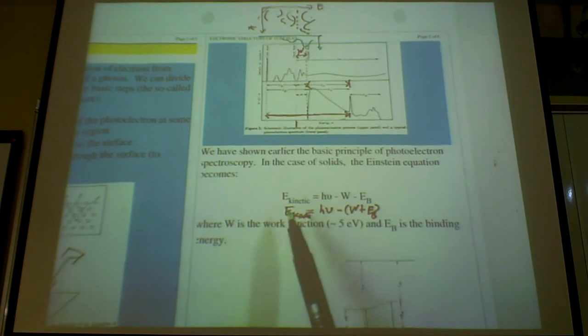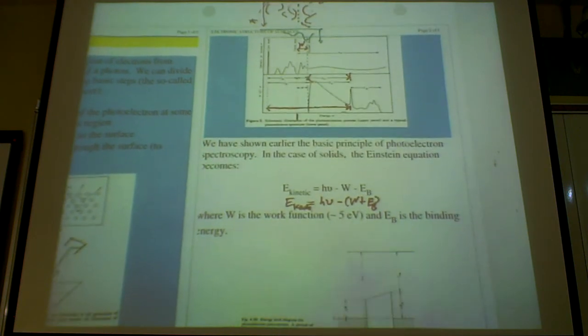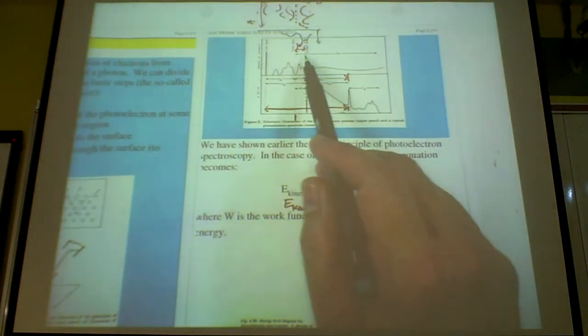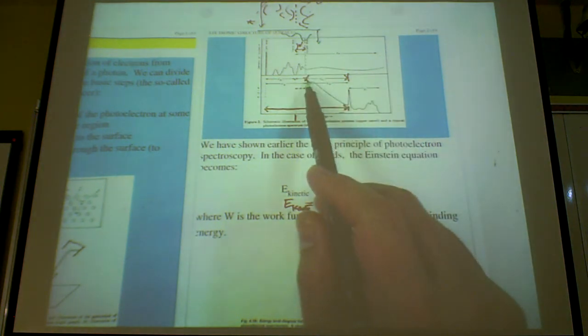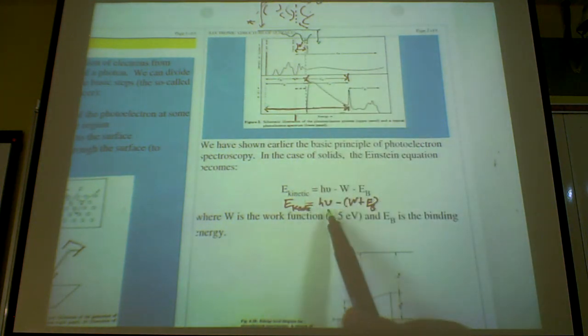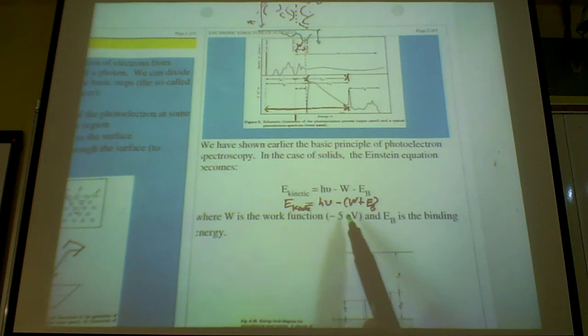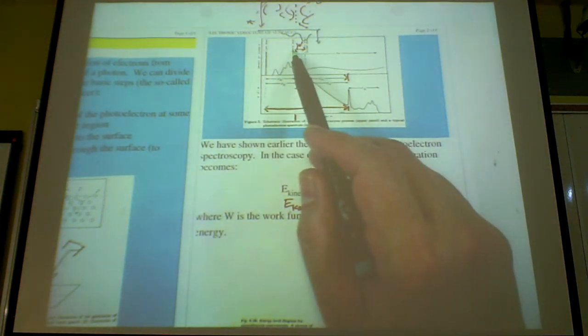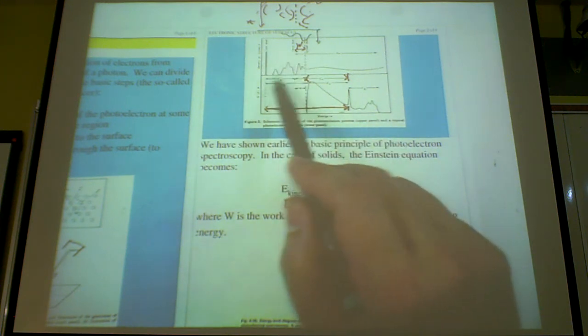So in the modified Einstein equation for a solid, the kinetic energy is measured from the vacuum level, of course. So from here to here, it is just the photon energy minus the work function plus the binding energy, which is measured from the Fermi level.